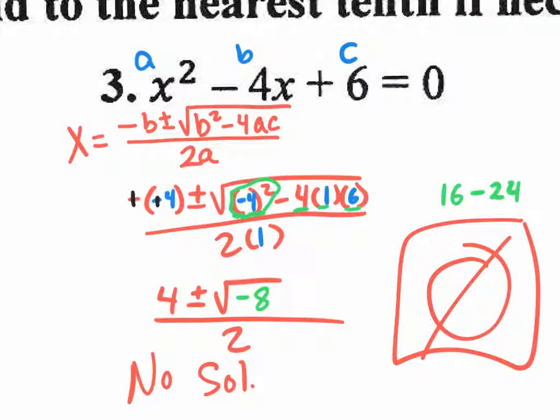Remember, the solutions are your x-intercepts. So just to give you an idea, if you were to try to graph this, your parabola would not cross the x-axis. That's why there's no solution. Let's move on to number 5.